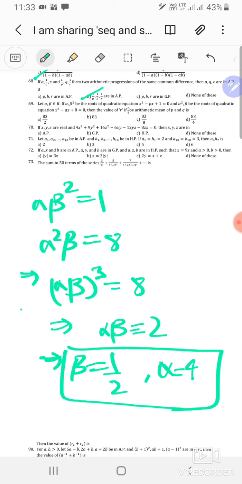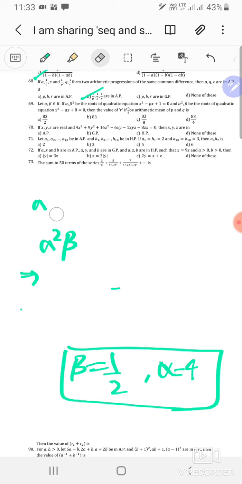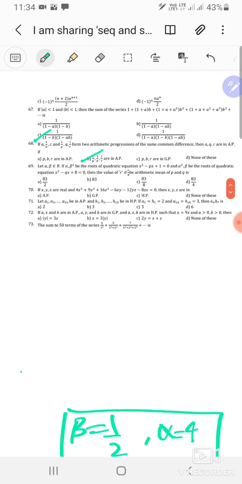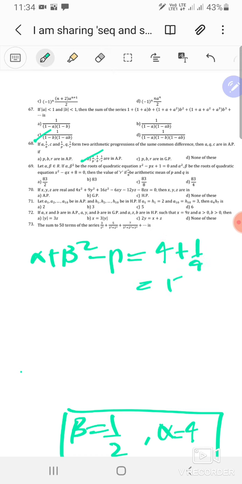So now you got this thing that beta is 1 by 2 and alpha is 4. Okay, fine. So next we might want to find out the values of P and Q in that case. Okay, so alpha plus beta squared is p, which is also equal to alpha is 4, sorry, so alpha is 4 plus 1 by 4, which has to be 17 upon 4.